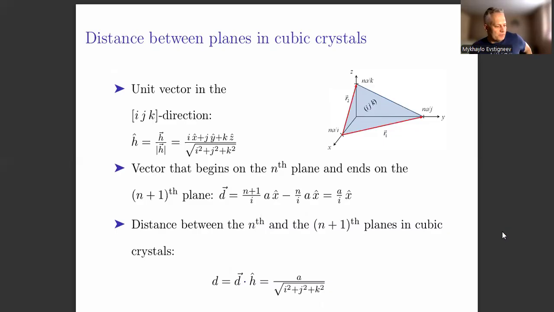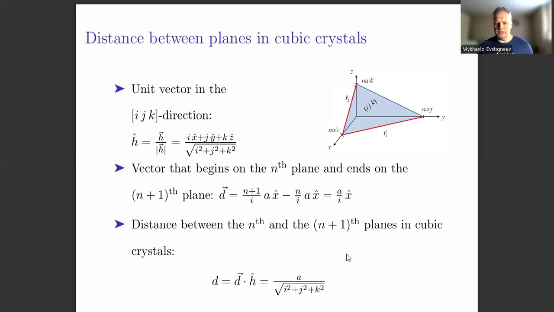Another interesting property of the cubic family of crystals is that the distance between two adjacent parallel planes with the same Miller indices is given by this formula: the lattice constant divided by the square root of the sum of squares of the Miller indices ijk. And here is the proof of this result.